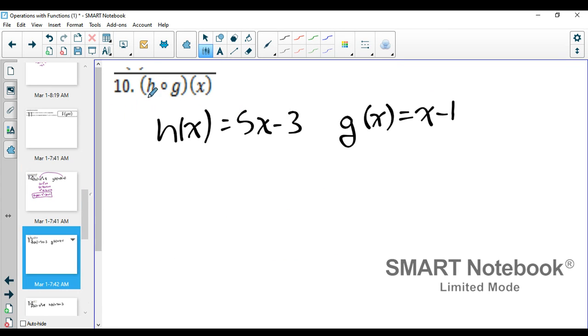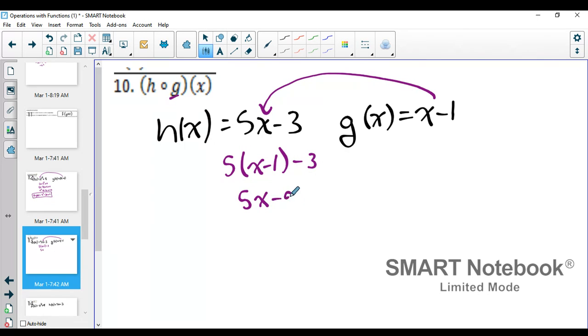So for number 10, we have h of g of x. So in this set of examples, h of x is 5x minus 3, and g of x is x minus 1. So g is the second one, so that means x minus 1 is going in for x in the h of x function. So we have 5 times x minus 1 minus 3. So distribute your 5 in, so we have 5x minus 5 minus 3. So we have 5x minus 8. So h of g of x equals 5x minus 8.